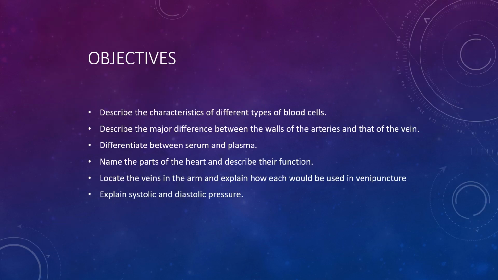Now let's go to the objectives of this lesson. First, describe the characteristics of different blood types or different types of blood cells. In this part, you will identify what the different blood constituents are and what their distinguishing characteristics are. Next is describe the major difference between the walls of your arteries and of the veins. Next is differentiate between serum and plasma.